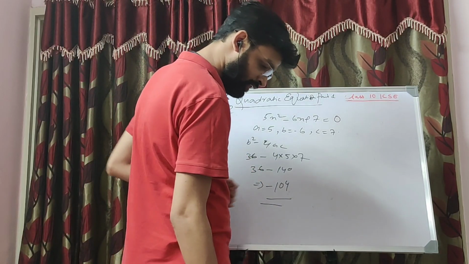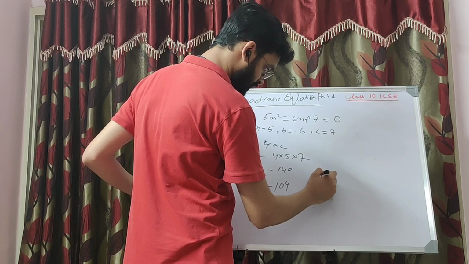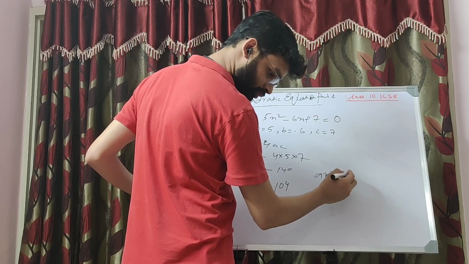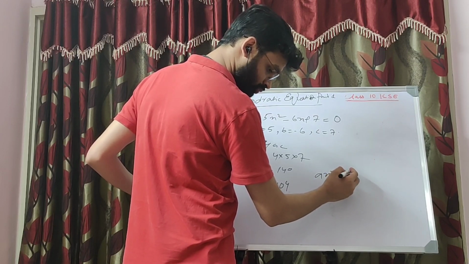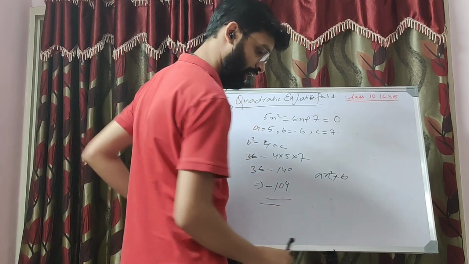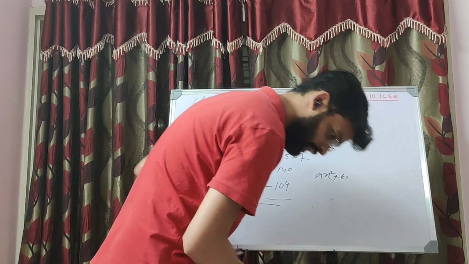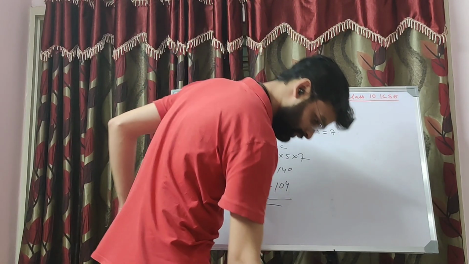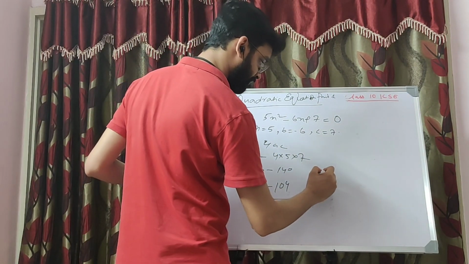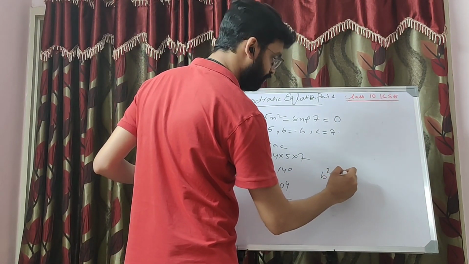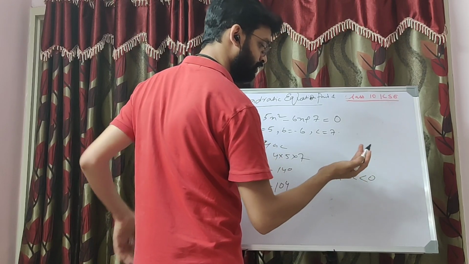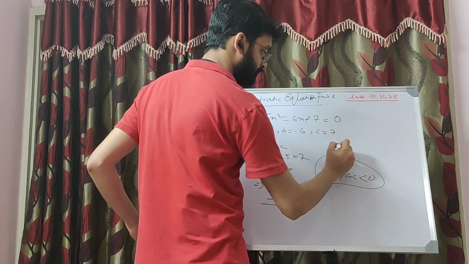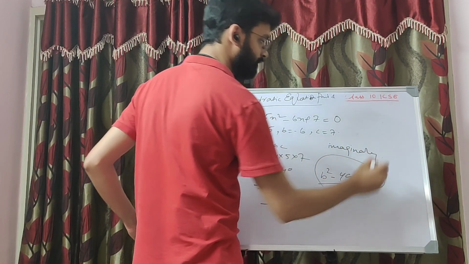So according to this, my formula is ax square plus b. I am sorry class. So my value for b square minus 4ac is less than 0. So this sums up to the last point, that the roots are imaginary. It is not real.